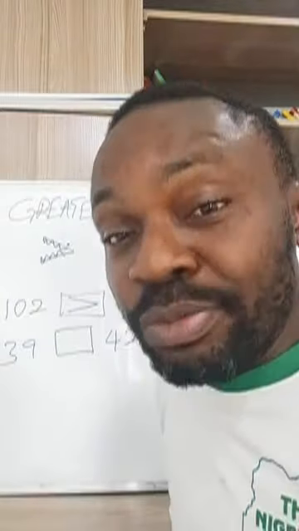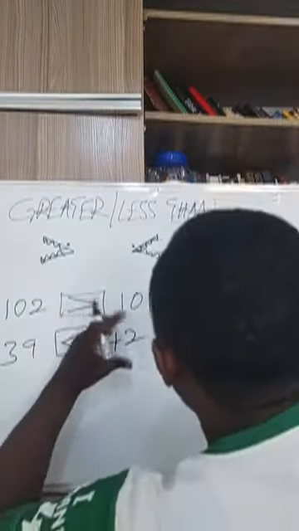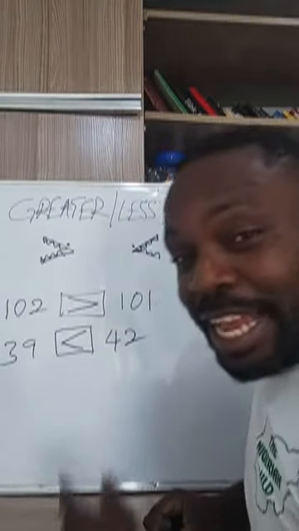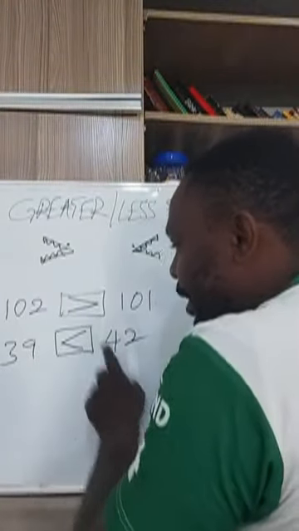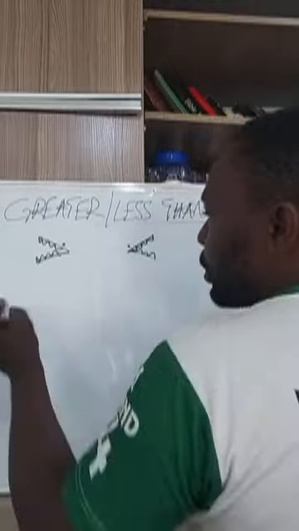Remember, Mr. Crocodile loves to eat the bigger number. And he goes and he eats it. So technically, and remember, less than is the left-hand salute. So 39 is less than 42. Now, you might be given options in something like this.